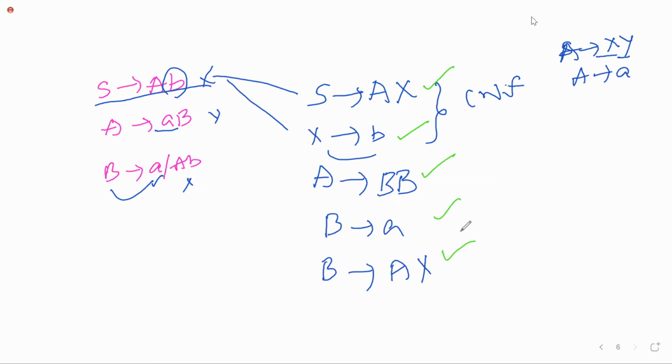Ma'am, yes. S tends to AX and B tends to AX. Shouldn't we consider those as duplicates, ma'am? Duplicates? No, we cannot consider, because in the earlier example, if AX is derived by S itself, then you consider it as duplicate. But here S is deriving AX and B is deriving AX. Both the variables on the left hand side are not the same. So don't consider it as duplicate.